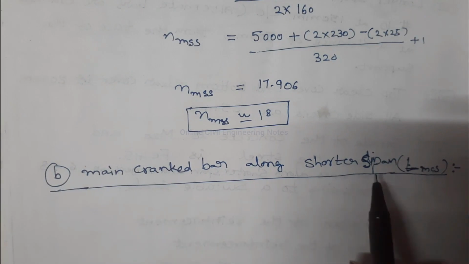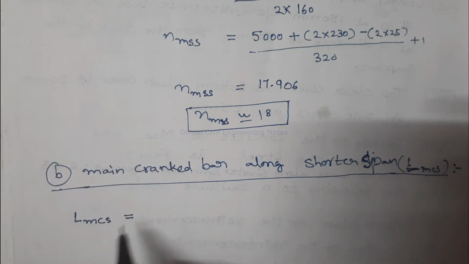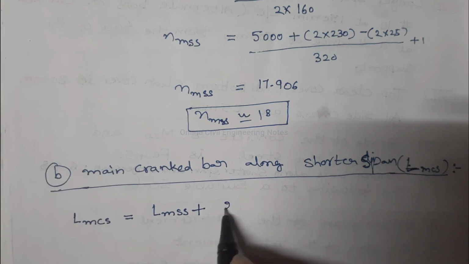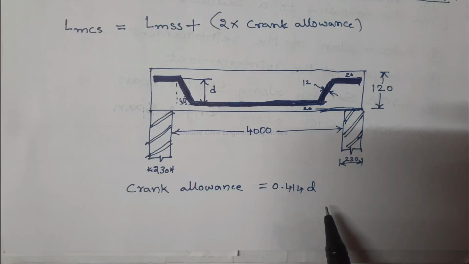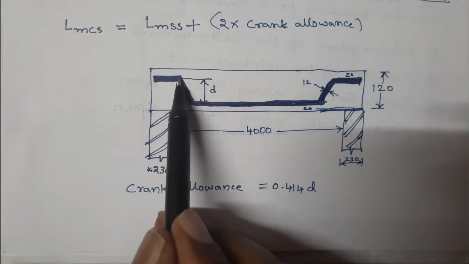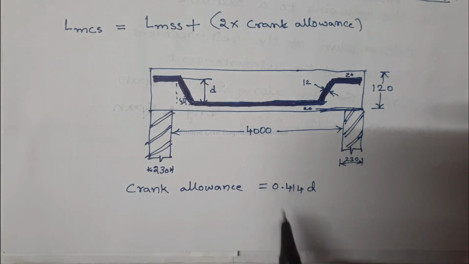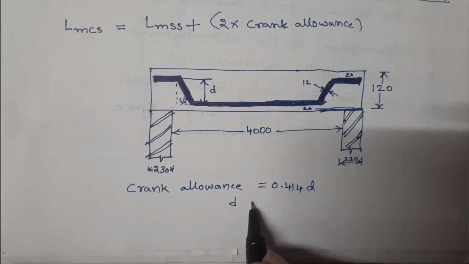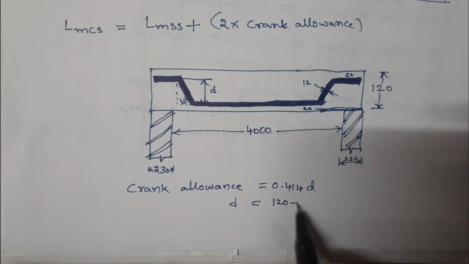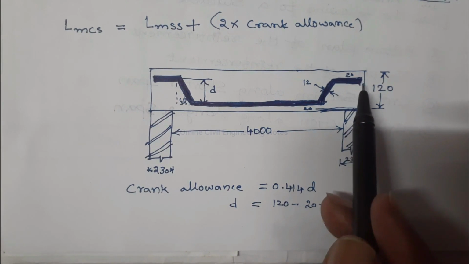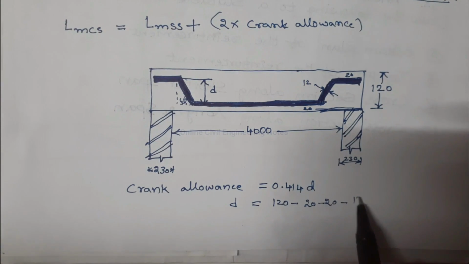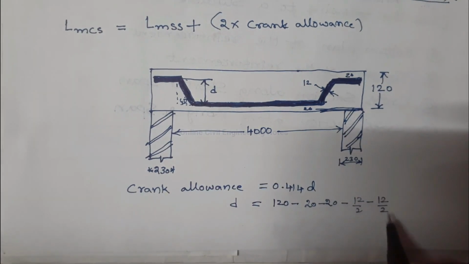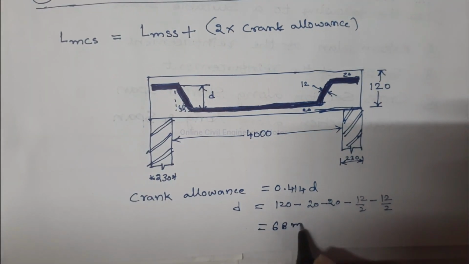Next one is main cranked bar along the shorter span. LMCS is equal to length of main straight bar in the shorter direction plus 2 into crank allowance. 1 crank allowance is equal to 0.414 times D. D is the vertical depth from the center of reinforcement here to center of reinforcement here. Here D is equal to overall depth 120 minus top cover minus bottom cover, minus 20, and minus dia by 2. So diameter of cranked bar is 12 mm, minus dia by 2, minus dia by 2, is equal to 68 mm.